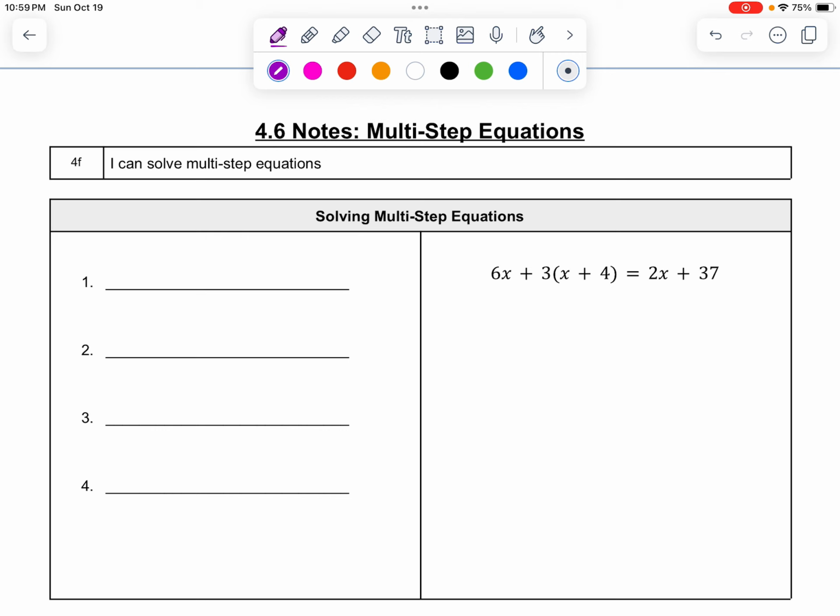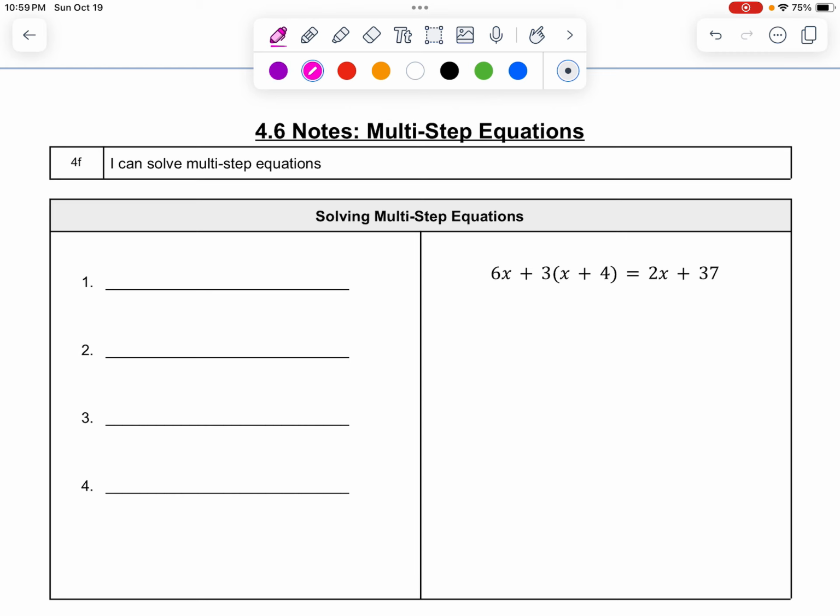In this video, I'm going to be going through the notes for lesson 4.6, which is all about multi-step equations. So today we're going to really step it up, and we're going to be looking at equations where it takes lots of steps to solve it. The good news is it's always going to be the same 4 steps. So as long as we learn what order to go in, we're going to do it the same way every time.